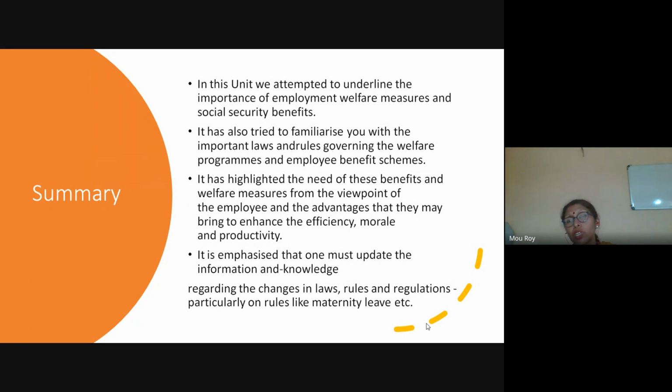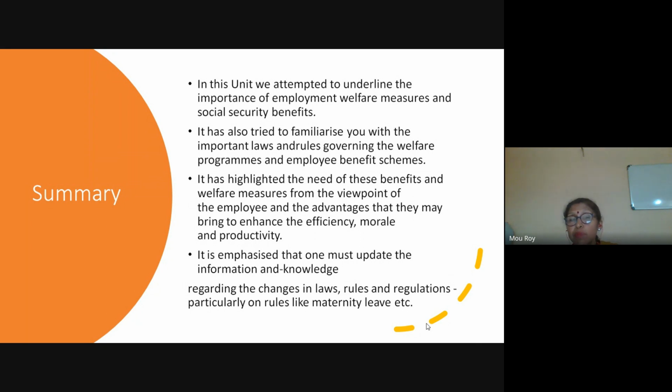So people who are working with private organizations really need to know. And those who are very new to employment with private organizations should also be aware of all the facilities, because once they are selected, they can ask the HR what facilities have been given.